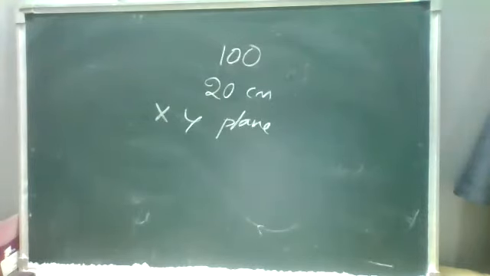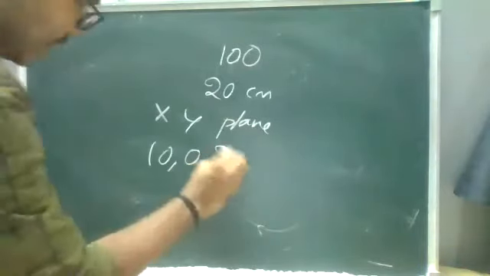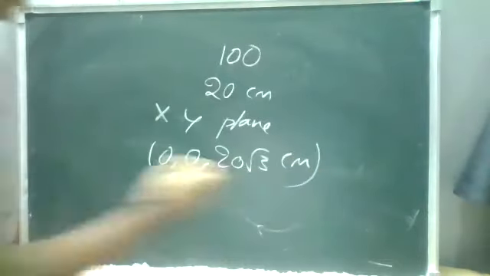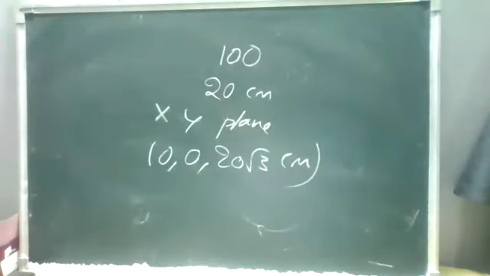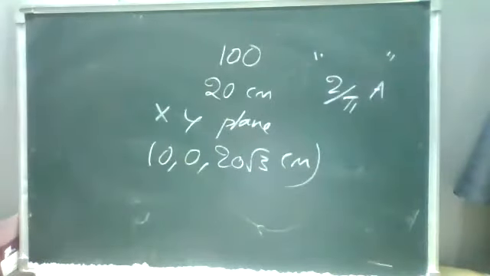Find the magnetic field at the point (0, 0, 20√3 centimeters) when the coil carries a current of 2/5 amps. I'll repeat the question. A circular coil having 100 turns of wire of radius 20 centimeters each lies in the XY plane with its center at the origin of coordinates. Find the magnetic field at the point (0, 0, 20√3 centimeters) when this coil carries a current of 2/5 amps.